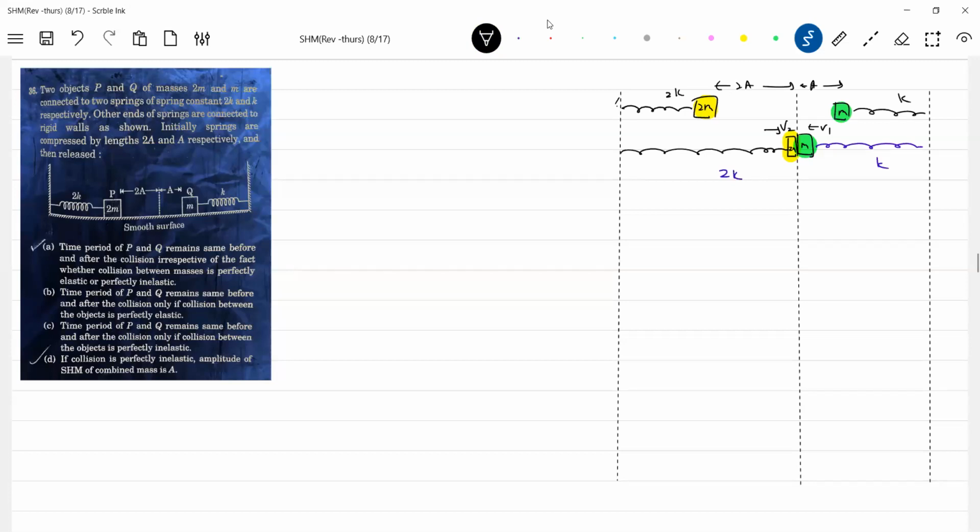They'll collide. So if it is an elastic collision, after impact, how will the velocities of the blocks be? If it is a perfect inelastic collision, then what will happen? So first we'll get the initial 2m v2. What is v2? v2 should be equal to 2a omega 2. Omega 2 should be equal to, first we'll get all the things.